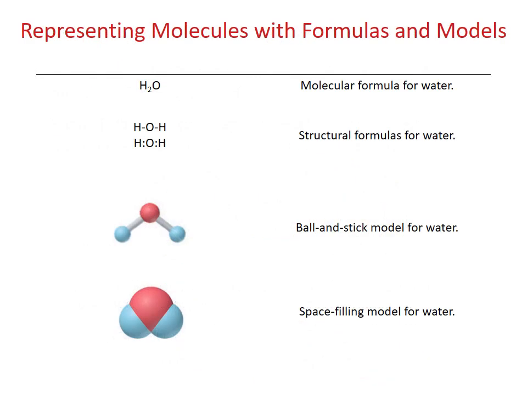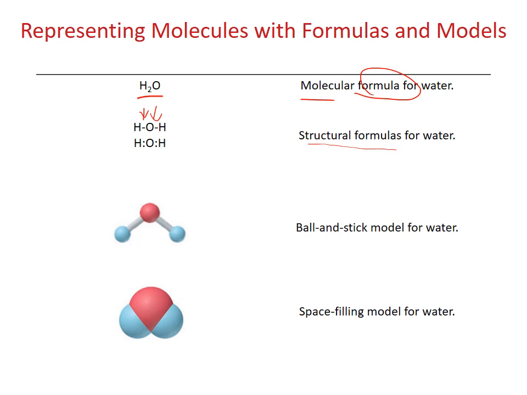Here shows the different ways to represent a molecule. We use water as an example. So H2O is a molecule, so this is the formula of the water molecule. And the structural formula shows the bonding. So it shows hydrogen, oxygen, hydrogen have 2 covalent bonds. So H-O-H with 2 bonds.